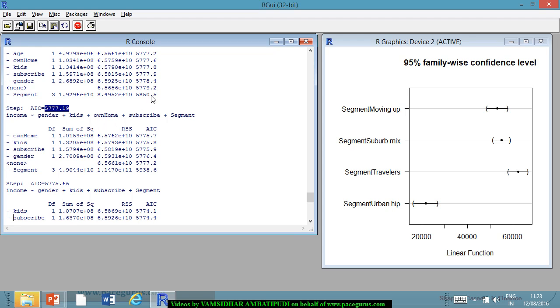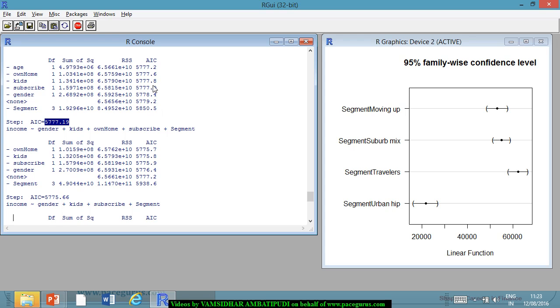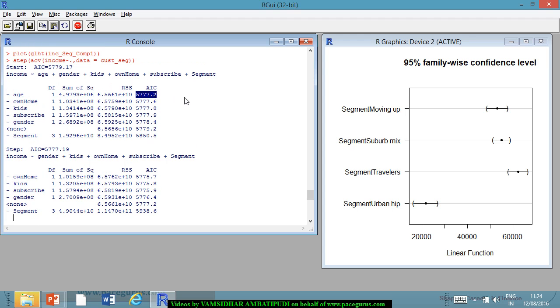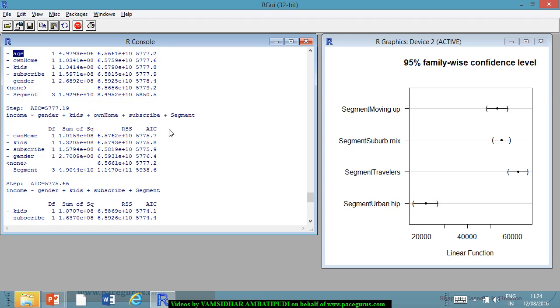So you could see here, in which case if I remove the age, the AIC is coming out to be this much. If I remove the own home, the AIC is this much. You could see that overall the AIC is the least in this case, so that's where age got removed. Now again, out of this, if I remove own home, this is the AIC. So if you look at all these cases, this is the case where the AIC is getting very lesser. So own home is removed.